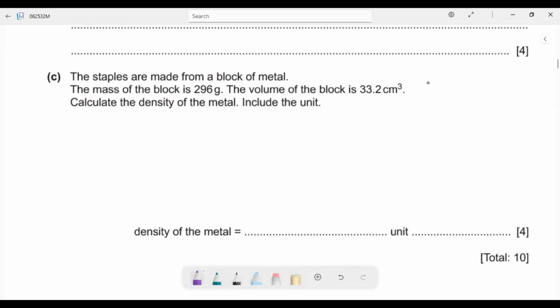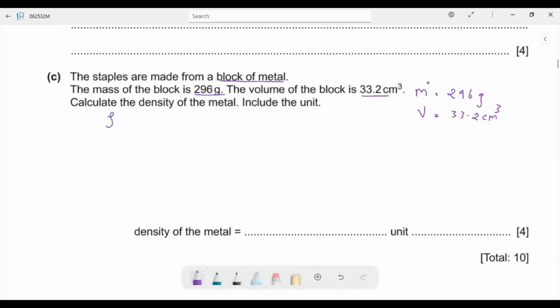Now the staples are made from a block of metal. The mass of the block is 296 gram. So mass is given as 296 gram. The volume of the block is 33.2 centimeter cube. So volume is given as 33.2 centimeter cube. Calculate the density of the metal, include the unit.